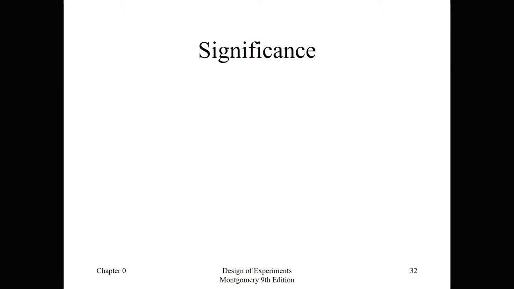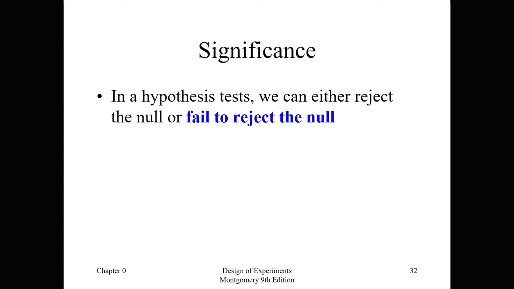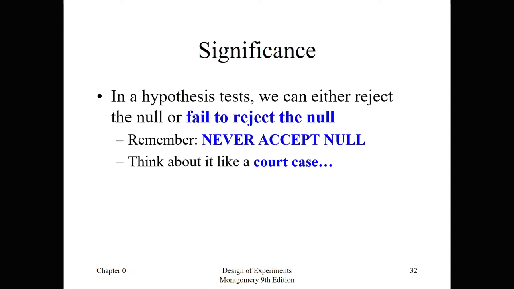Of significance, statistical significance. So in a hypothesis test, when we run these, we can either reject the null or fail to reject the null. Remember, we never accept the null hypothesis. And one way that you can think about this is like a court case. In a court case, we assemble evidence to try to declare someone guilty or to try to defend their innocence. But when the conclusion comes, we get a verdict of guilty or not guilty. There's no verdict of innocent.